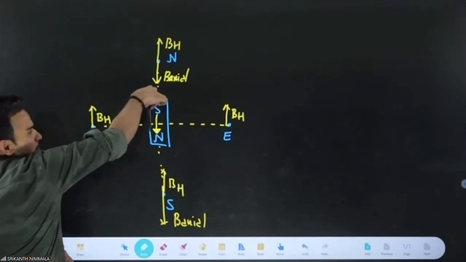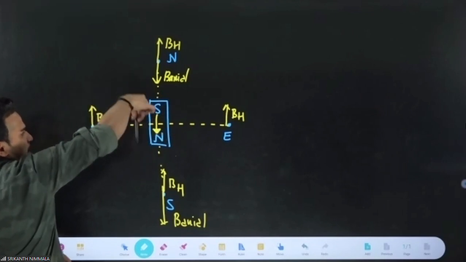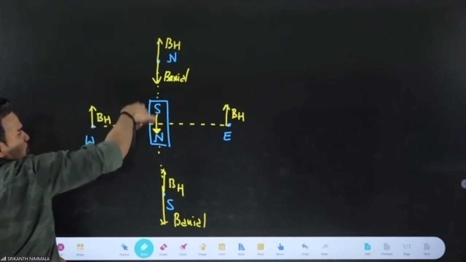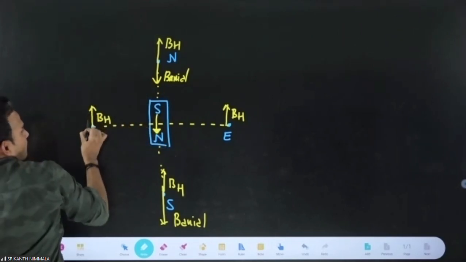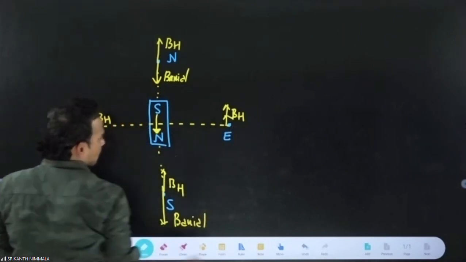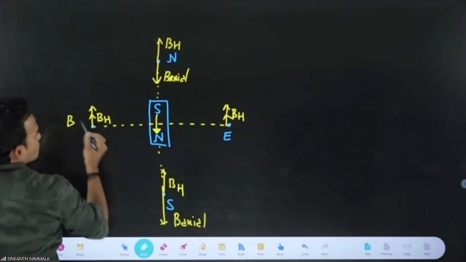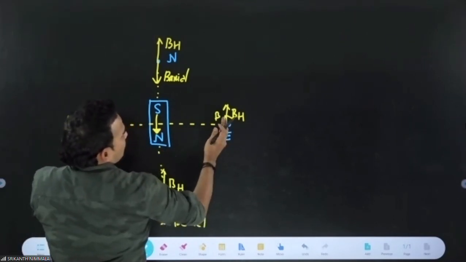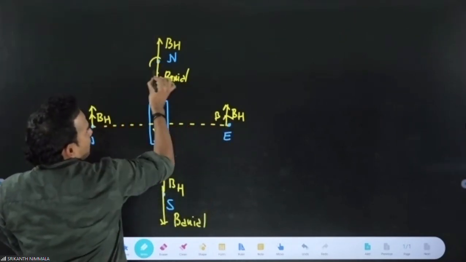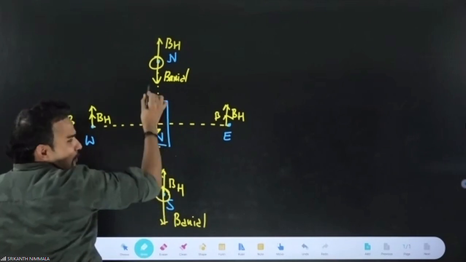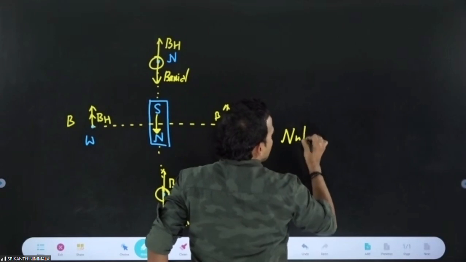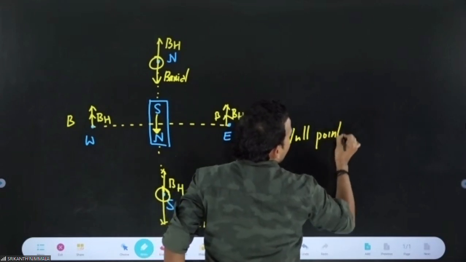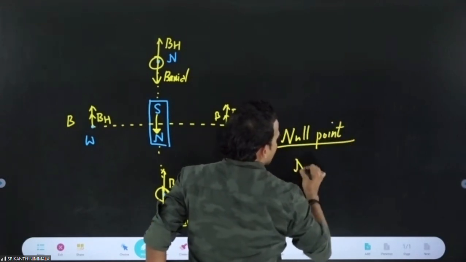Here the dipole moment is like this, and these are equatorial. On equatorial, the magnetic field produced will be opposite to the dipole moment. The dipole moment is like this, so the magnetic field produced will be like this. So we will not get a null point in east-west. You can see here, there is a chance of the magnetic field cancelling. That means a null point will come. Here, the null point will come in north and south.